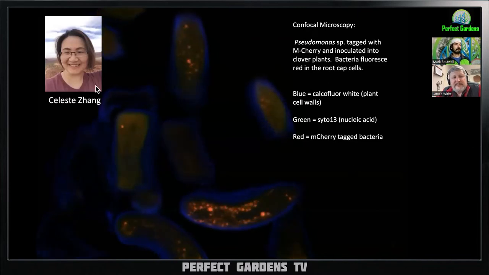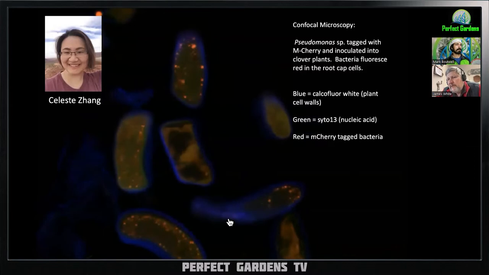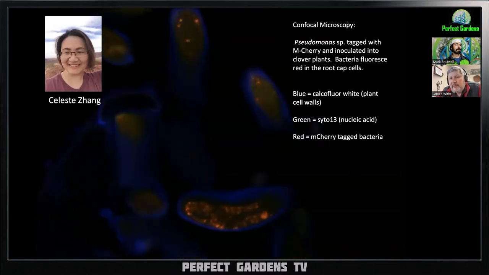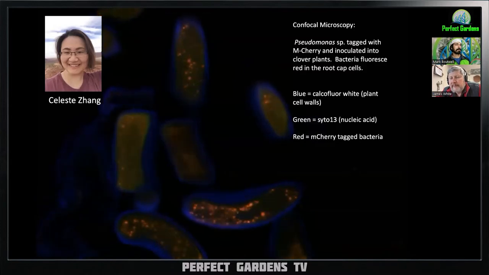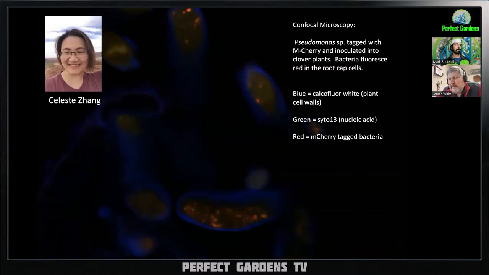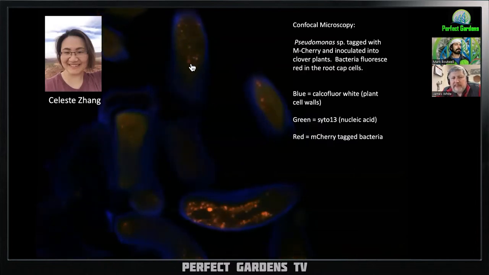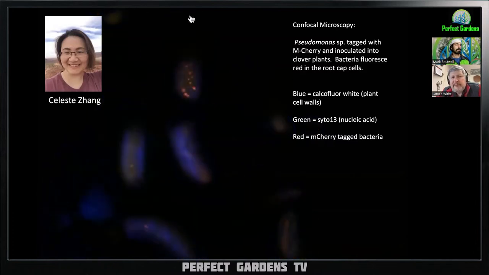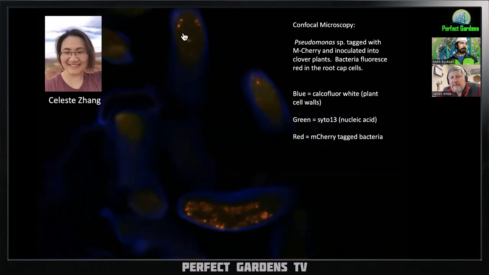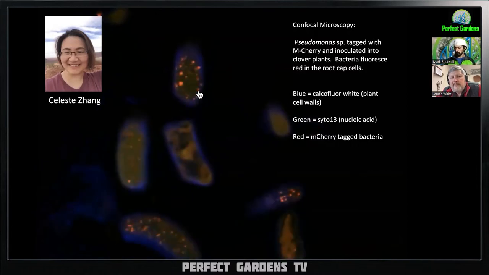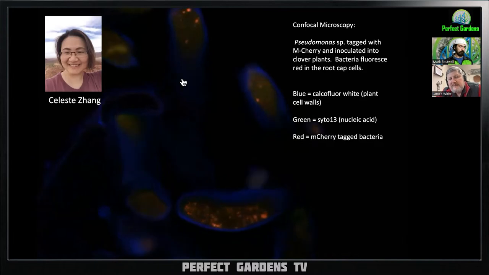This is an image from one of my graduate students. She took the bacterium and labeled it with a fluorescent tag called mCherry. You can label the DNA with that, do some molecular biology, and tag it. She put the mCherry there, then examined it with a confocal microscope. And you can see all those little red dots. Those are the bacteria that are inside the cells. You can see the blue on the outside. That is the cell wall itself.